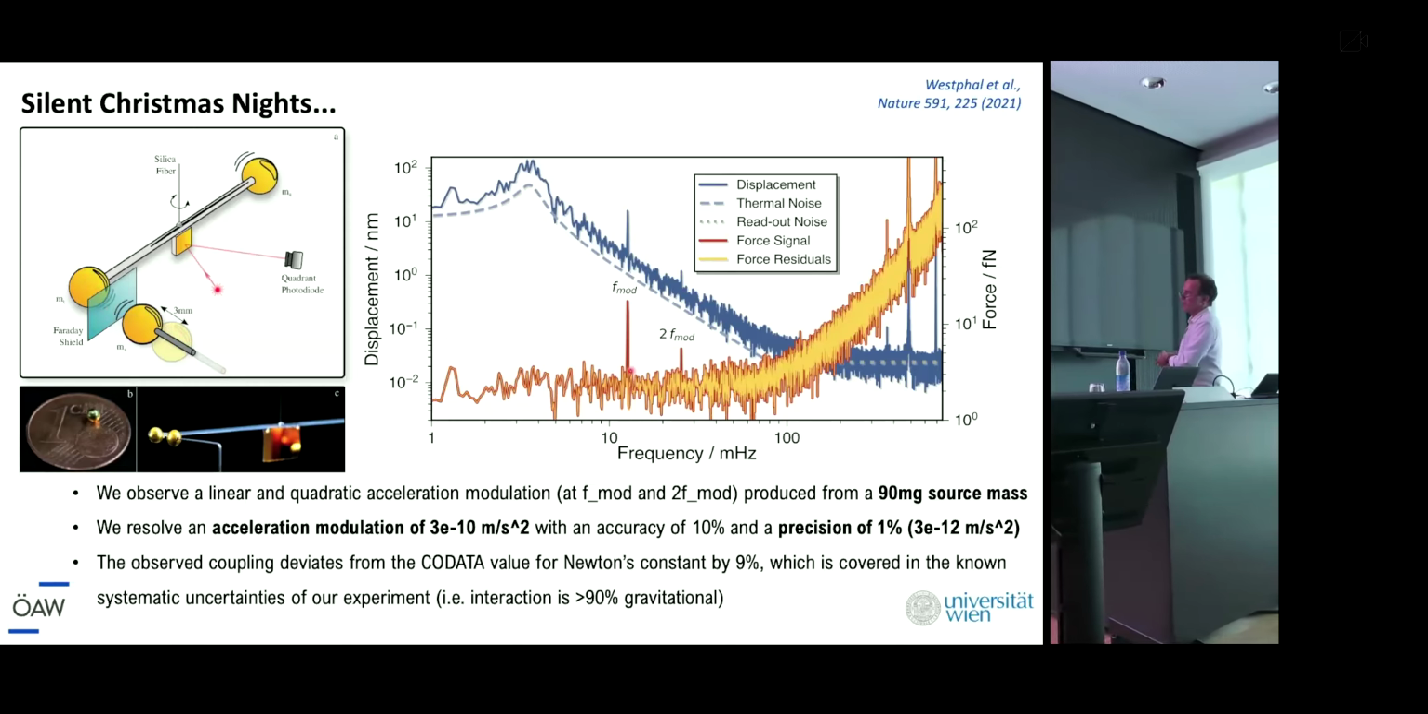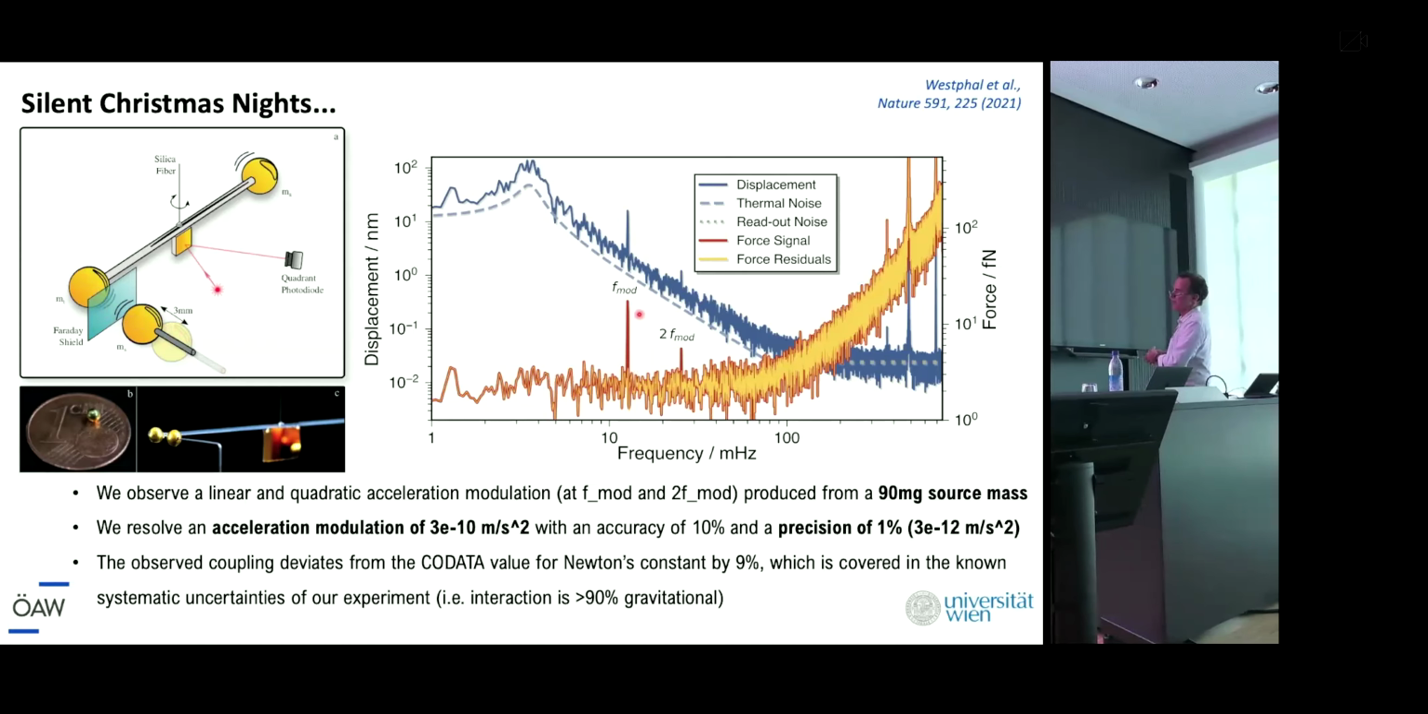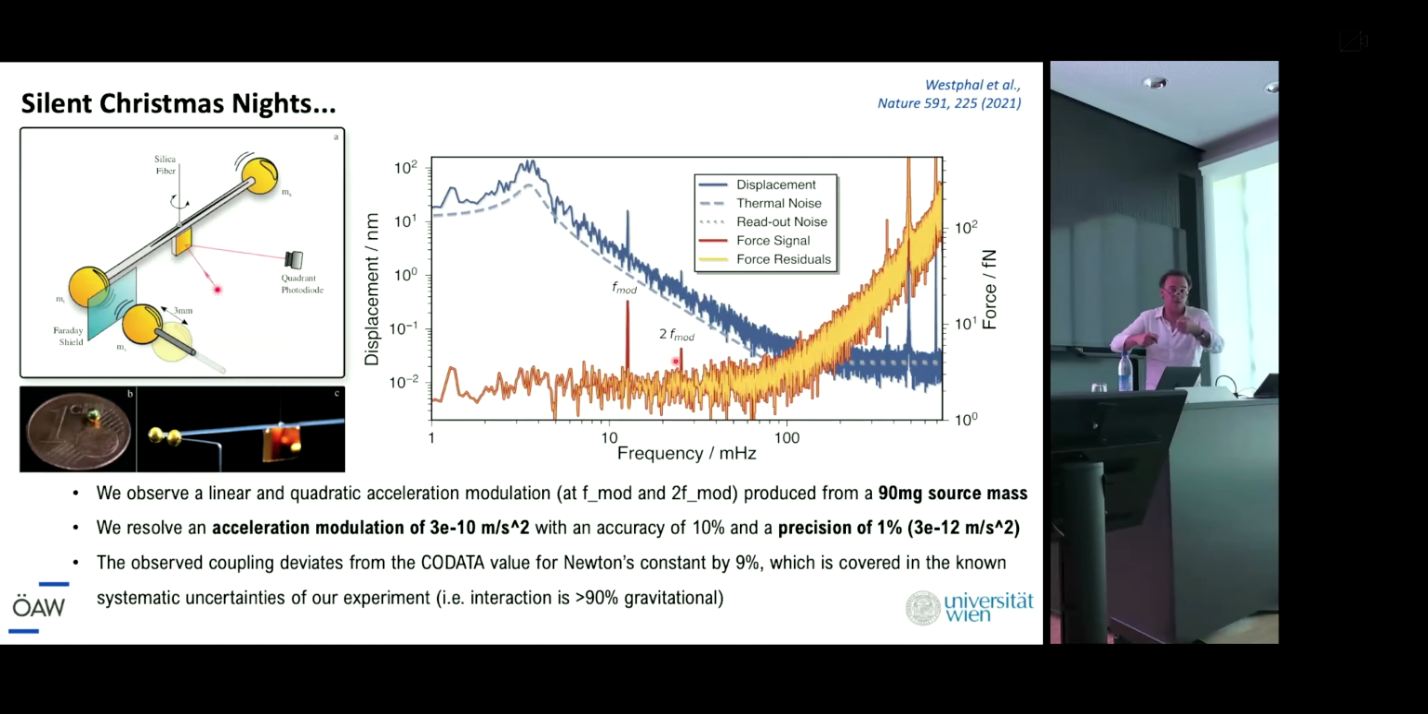And you see in the force response, there's a nice response corresponding to the expected gravitational signal at the modulation frequency. And there's also a higher order, because what you do is you modulate a nonlinear potential. It's a 1/r potential that you modulate. And so obviously you have higher orders also in the response of the pendulum.